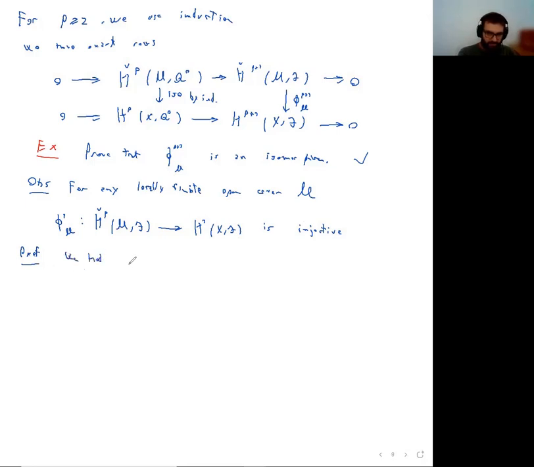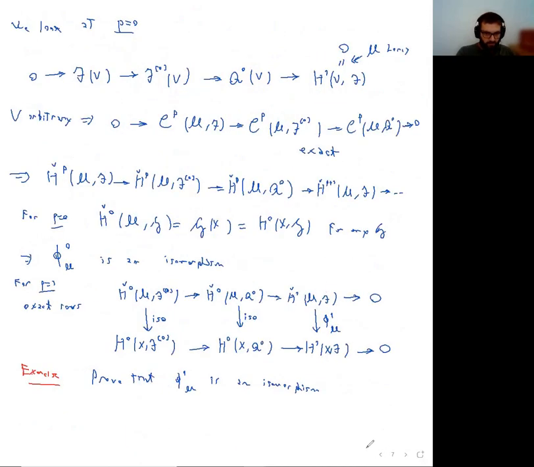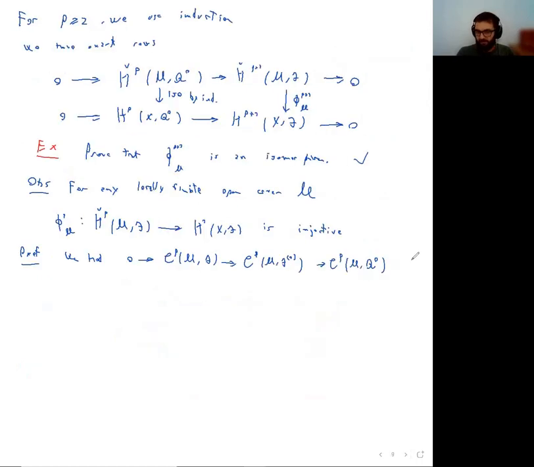So before we had 0, C^P(U,F), C^P(U,F^0), C^P(U,Q^0), and then we had the 0, right? So I'm just going to go back. And then here we had the 0, and the reason we had the 0 was because this cohomology group was 0 because we had the Leray cover. Okay, but now if you just take a generic cover, here you don't get the 0 anymore. You get something else. But if you replace this last object with just the image of this morphism, you still get an exact sequence.